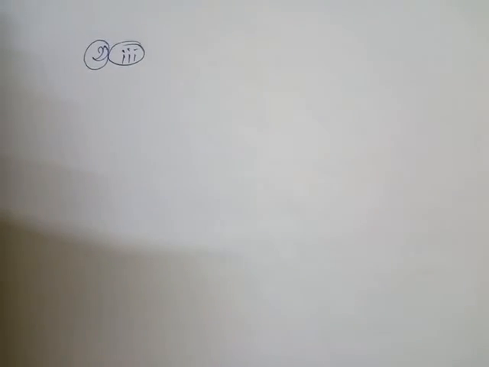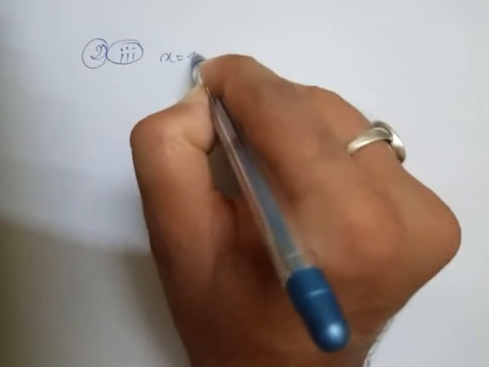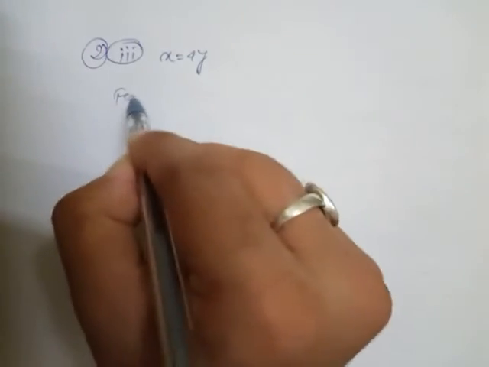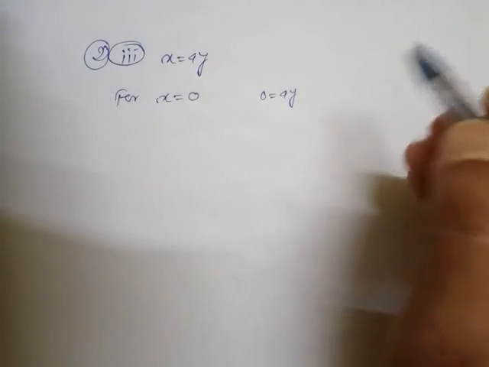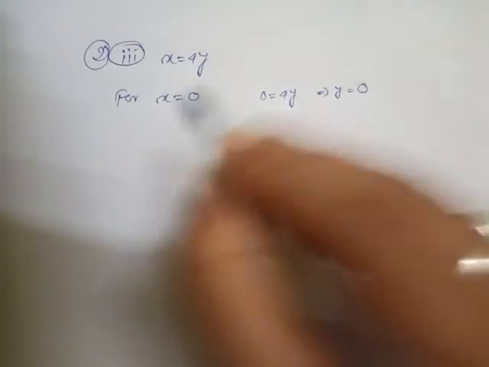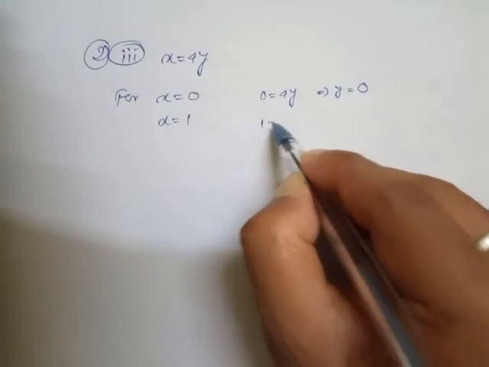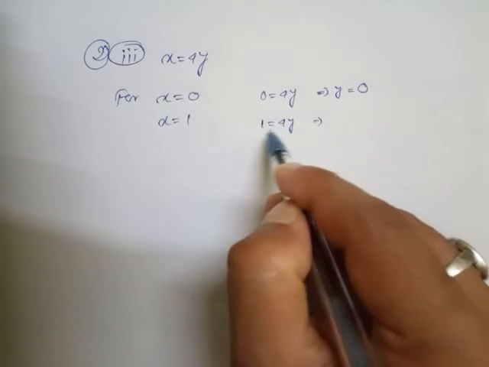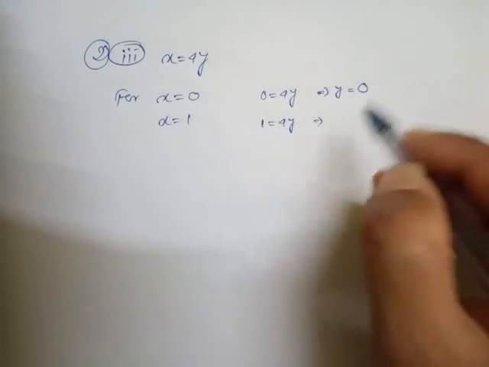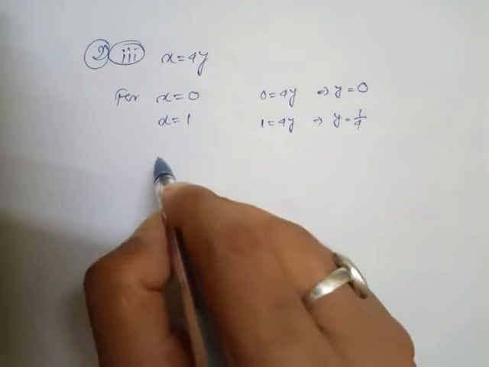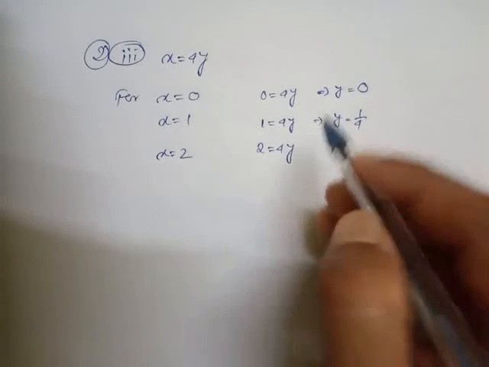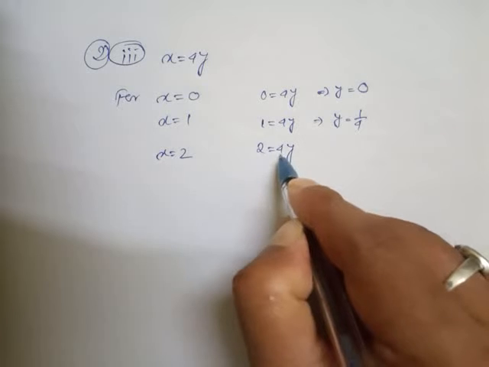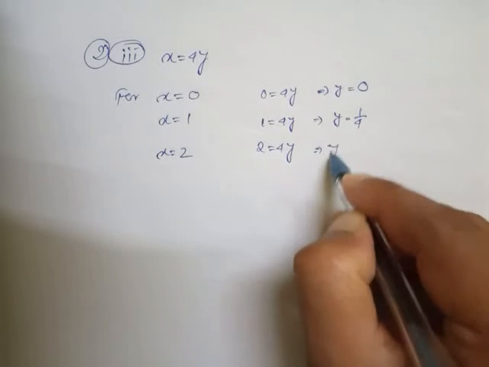Student, now look there, question number 2 Roman 3. What is the question here? X equal to 4y. Now look student, for x equal to 0, so 0 equal to 4y, which means y is also 0. Now x equal to 1, so 1 equal to 4y. If it is 4y, multiplication 4 into y will go and divide. So y equal to 1 by 4. Now x equal to 2, so 2 equal to 4y. Then student, this could be 2 by 4. If it is 2 by 4, then after cancellation, half will be here. So y equal to half.